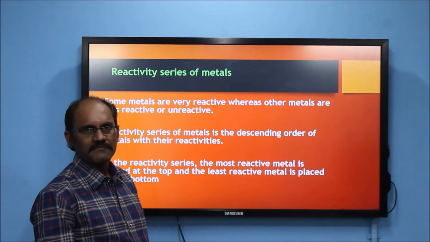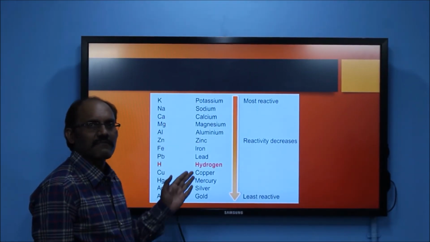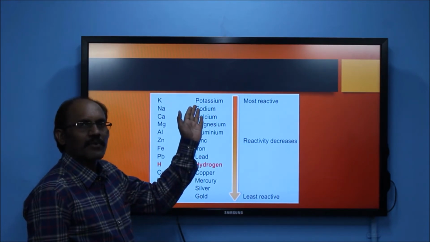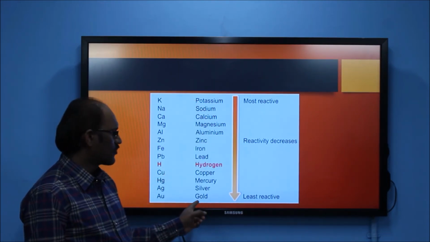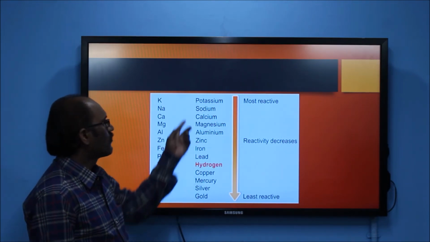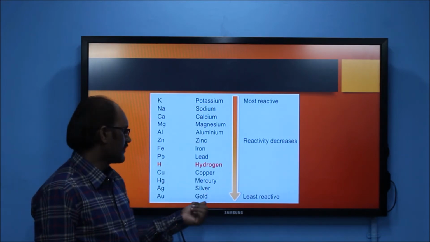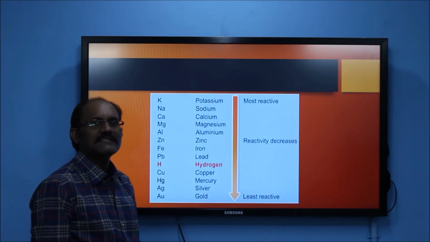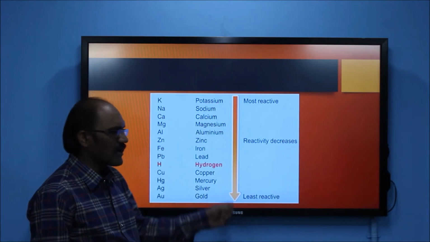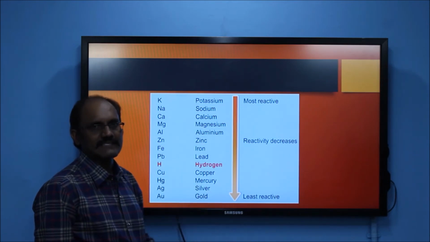at the bottom. This is the reactivity series of metals, and here we find potassium at the top and gold at the bottom. This states that potassium is a more reactive metal and gold is a less reactive metal. And if we come from top to bottom, the reactivity of these metals decreases.